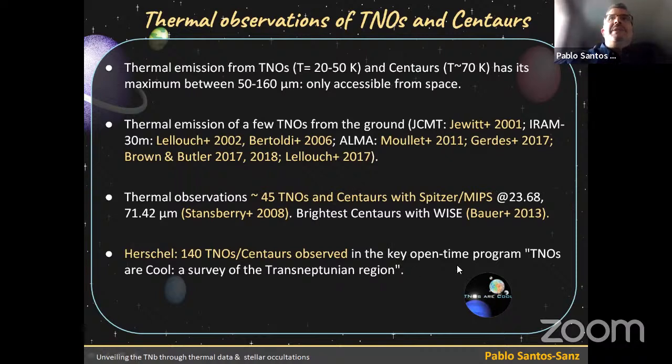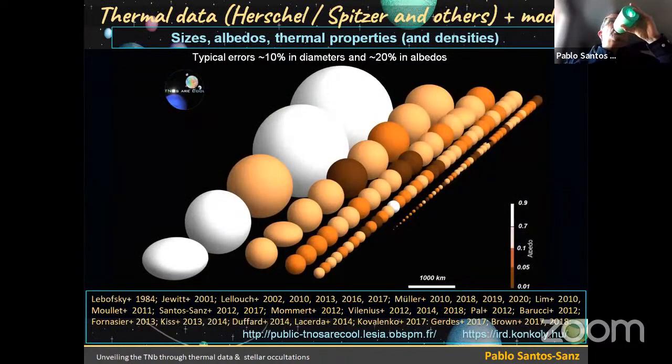Within the key open time program called TNOs are Cool, a survey of the trans-Neptunian region. From this program, we obtain the thermal emission of 140 of these objects. Well, with this thermal data, applying a thermophysical model, we can then obtain sizes, albedos, thermal properties, and if the object is a binary or multiple object, we can also obtain densities.